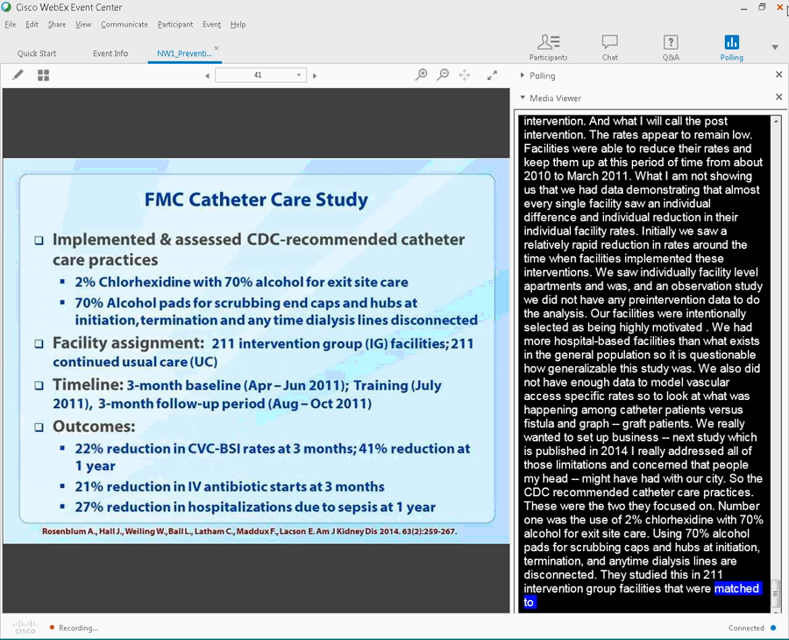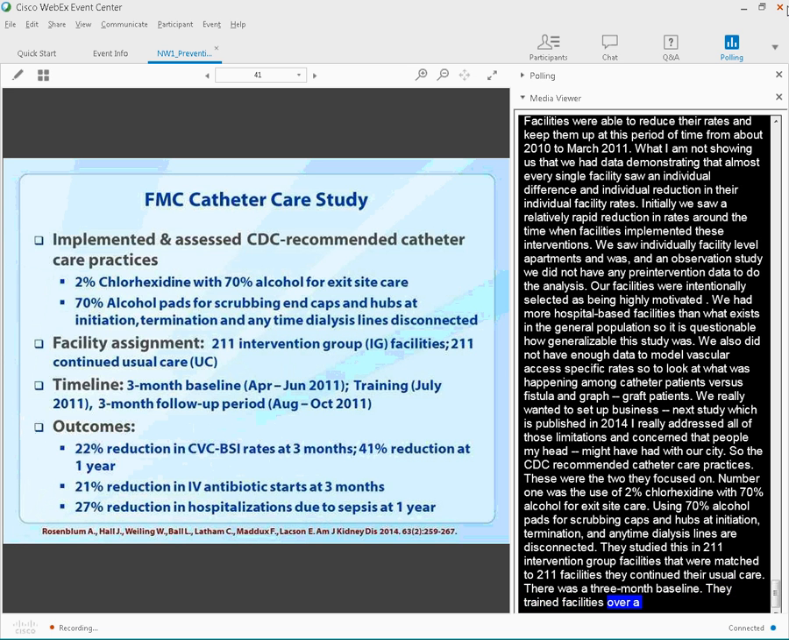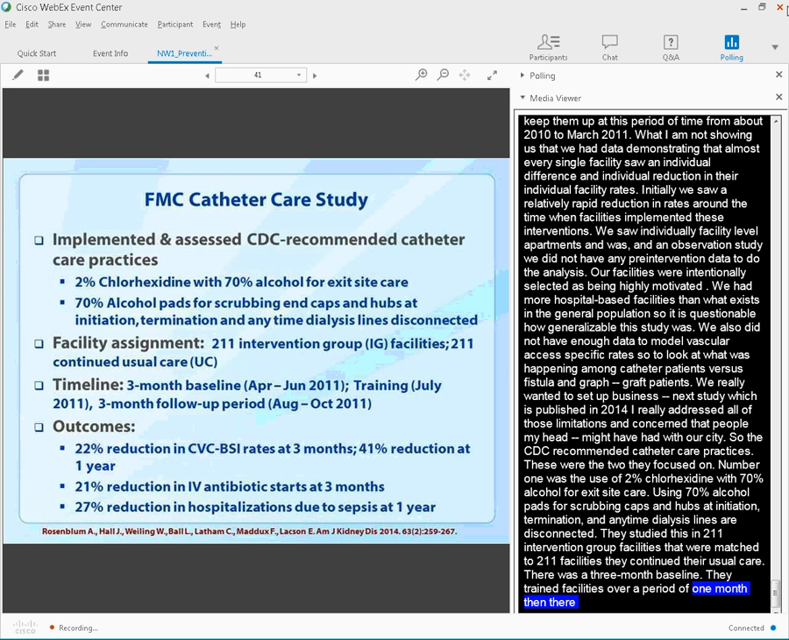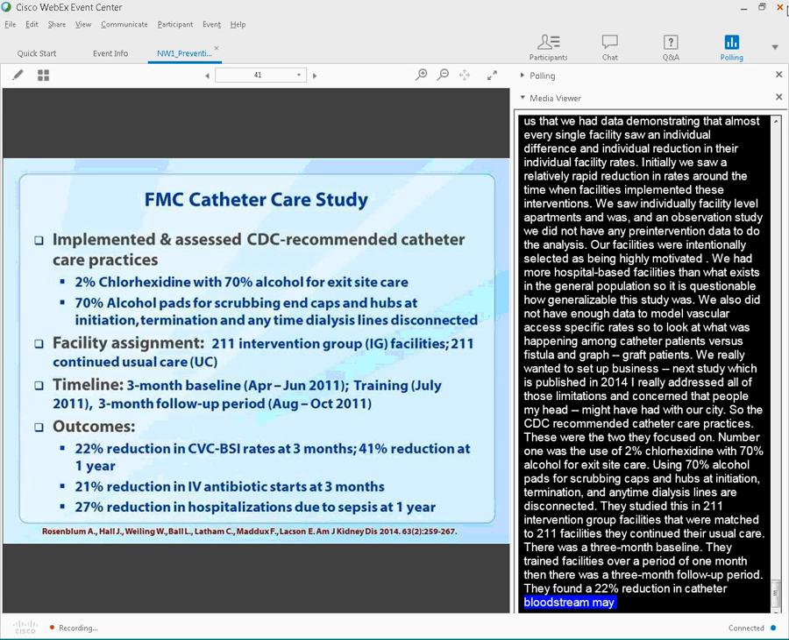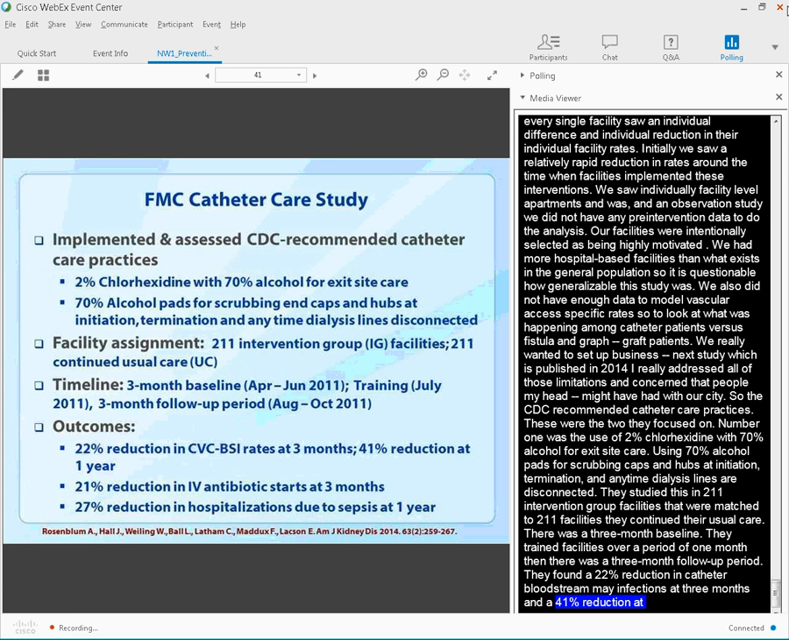There was a 3-month baseline period. They trained facilities over a period of 1 month, and then there was a 3-month follow-up period. And what they found was a 22% reduction in catheter-associated bloodstream infection rates at 3 months and a 41% reduction at 1 year. They also found a 21% reduction in IV antibiotic starts at 3 months, and a 27% reduction in hospitalizations due to sepsis at 1 year.